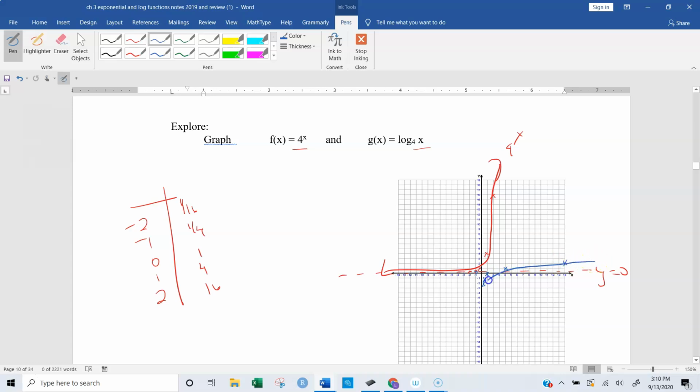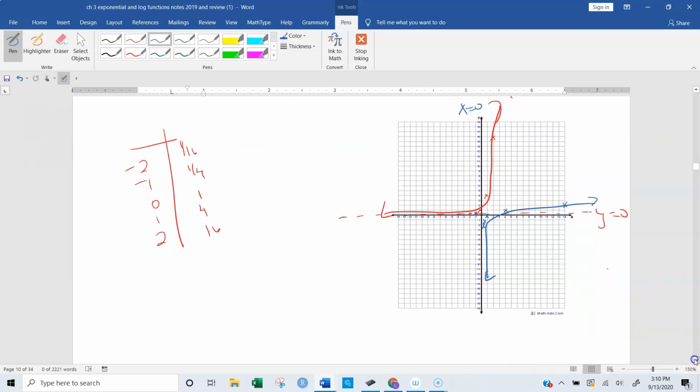Graph in your log function, which is the inverse of your exponential. And now your asymptote is x equals 0. Approaches but does not touch.